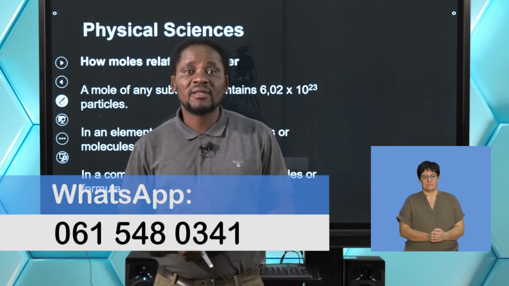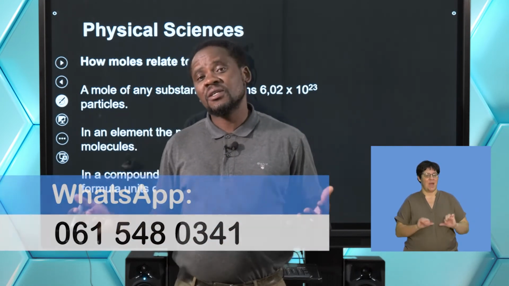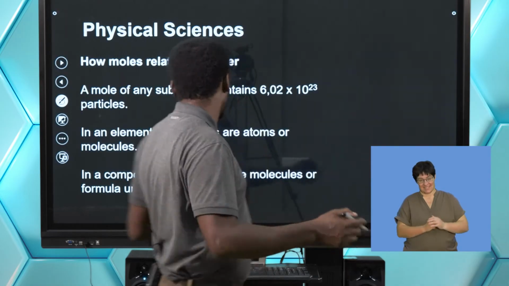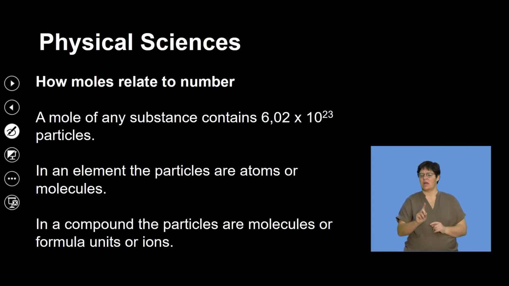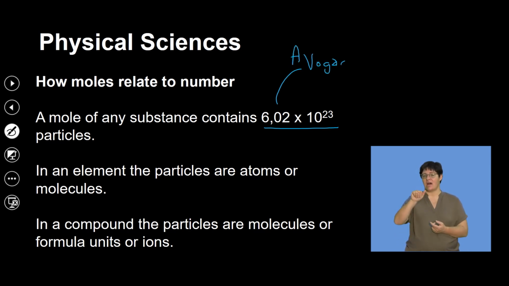Welcome back to our third and final segment. We're still talking about the mole. The idea of a mole is that it has to do with the amount of matter. So we're saying a mole of any substance has that constant number of particles, and this is the Avogadro number. So this number is constant, it doesn't change. This is the number of particles.